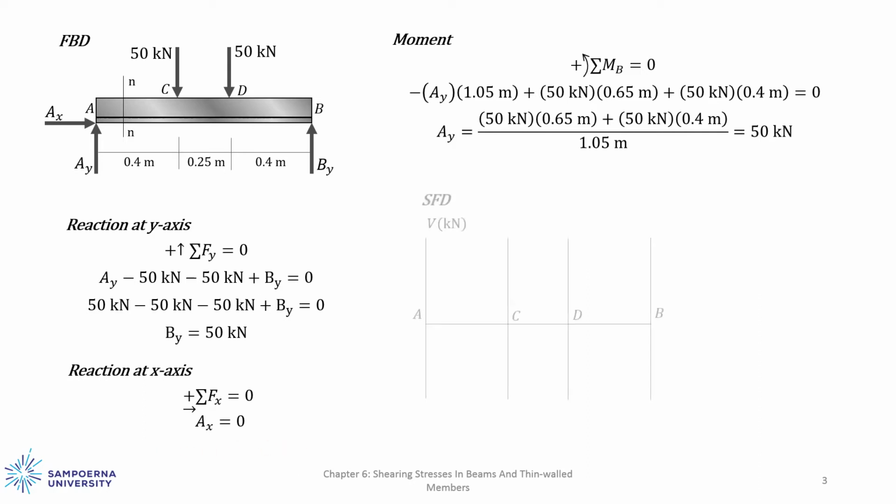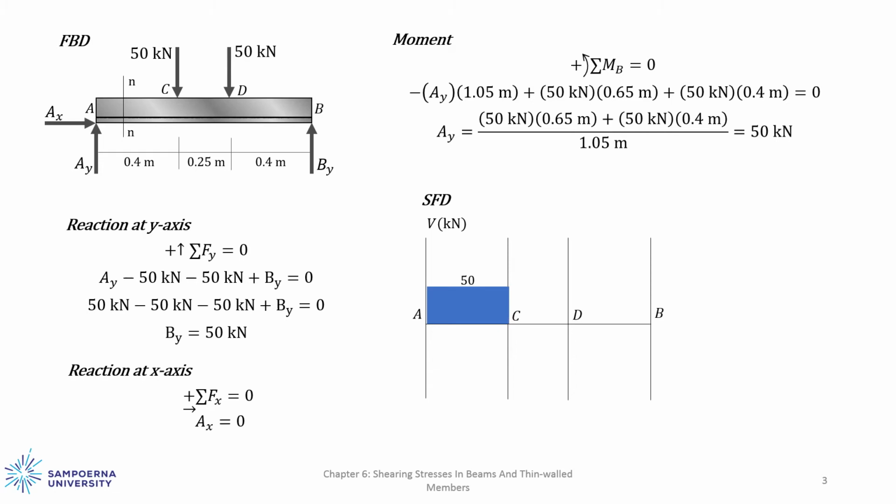Then we can construct the SFD using the forces and reaction forces that we know. First, at A, there is AY of 50 kN going up. There is no other force between A and C, so the graph is constant at 50 kN from A to C. Then at C, there is a force of 50 kN going down, so now the graph decreases to 0.